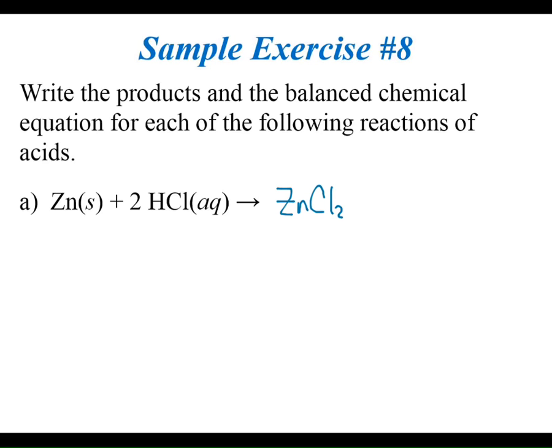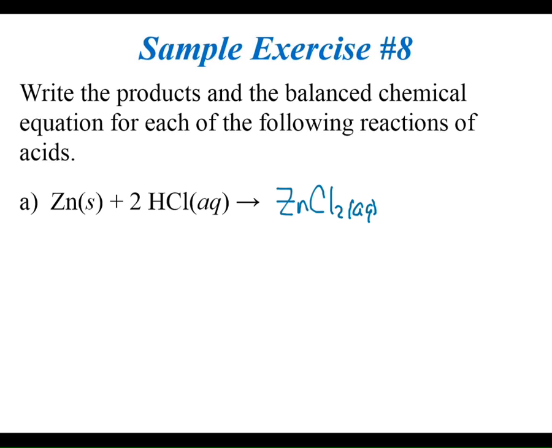Good. What's the rule for chlorides? They're all aqueous except silver, lead 2, and mercury, remember? So yes, this would be aqueous because it's not one of those exceptions. Don't forget those, you've got tests next week, and this is part of it.